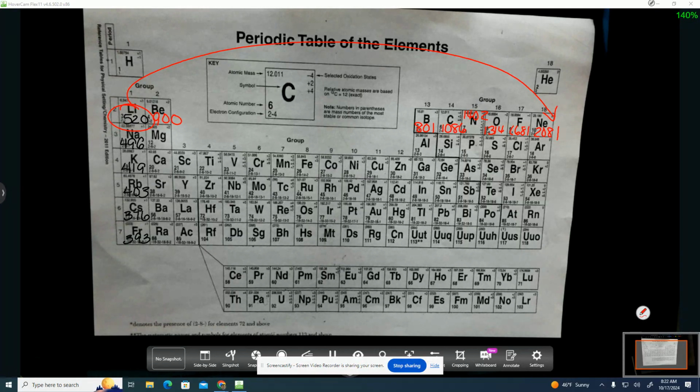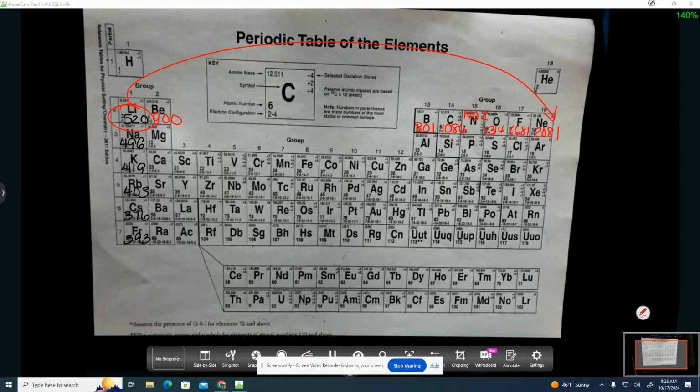Because A, the radius is smaller, so those electrons are closer to the nucleus. We looked at radius before. It's also because they have more valence electrons. So the more electrons they have in that valence shell, the less likely they are going to be to give them up. Any questions on ionization energies?